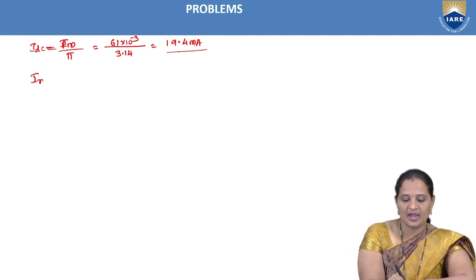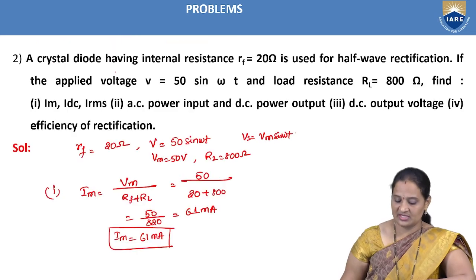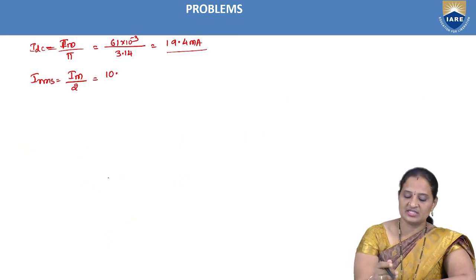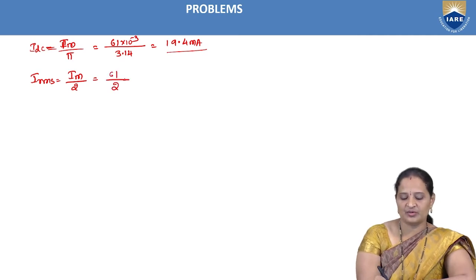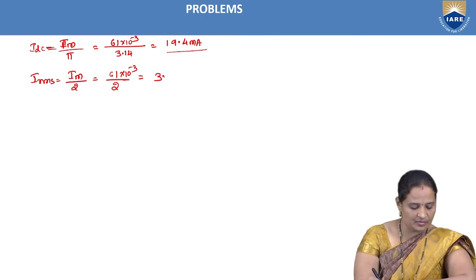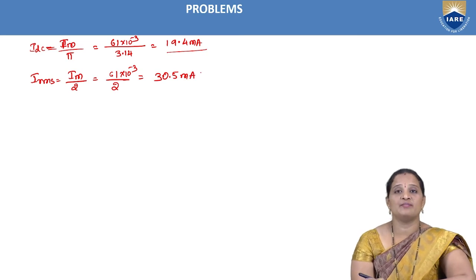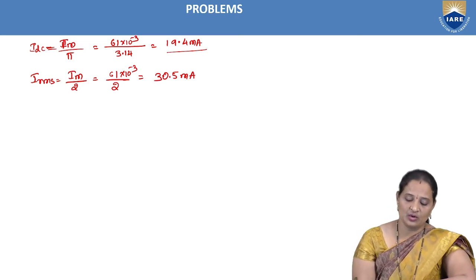Next, similarly, IRMS. We already know the formula, Im by 2, where Im is 61 milliamperes. So 61 divided by 2 into 10 to the power of minus 3, that is 30.5 milliampere. This is the RMS value of current flowing through the load resistor.